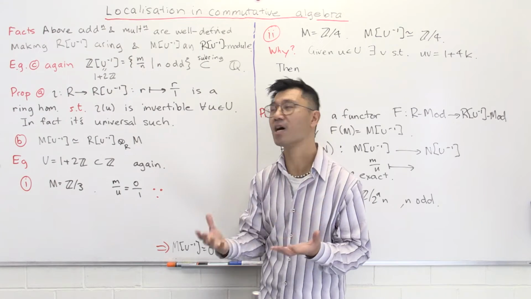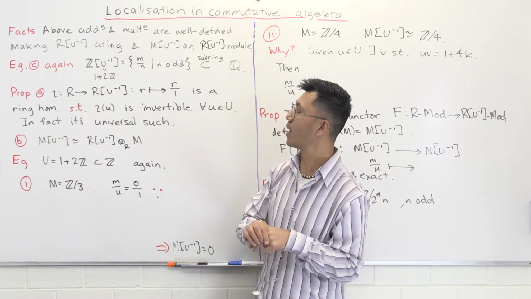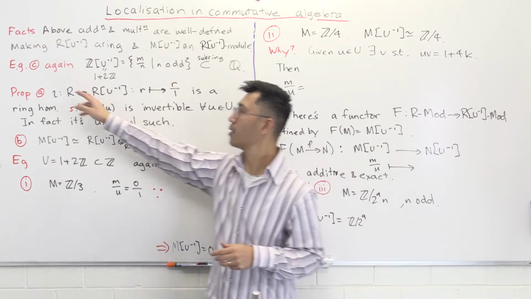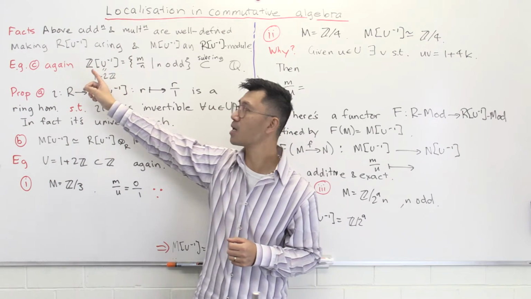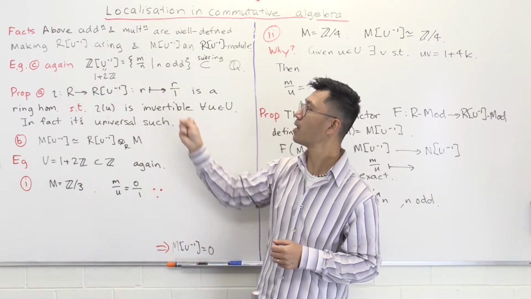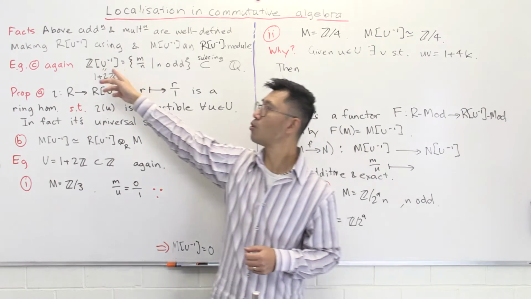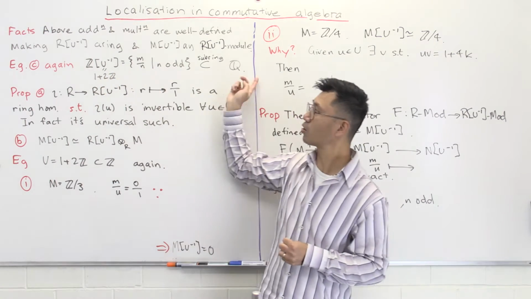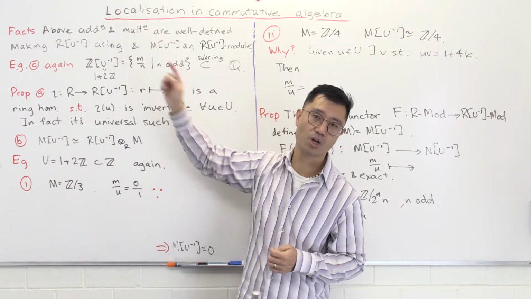Okay, so this is really as nice a situation as you could want. So let's have a little look at an example. Example C again. Let's look at the ring structure that we have here. So this is ZU inverse, where U is the set of odd numbers. That's going to be just a subring of Q. If you let U be all the non-zero numbers, you'll get Q, but if you just restrict it to this, you only get some of the fractions where the denominator is odd.